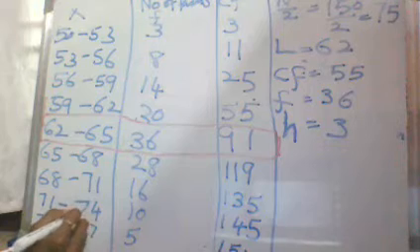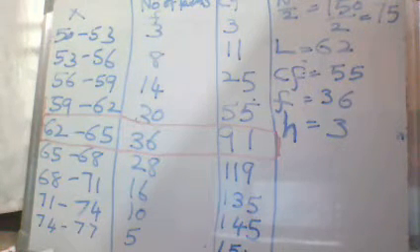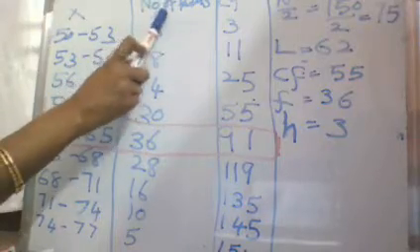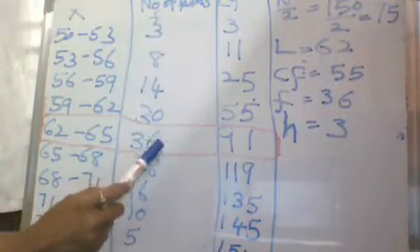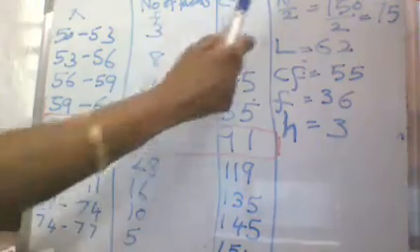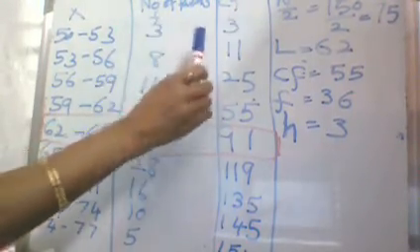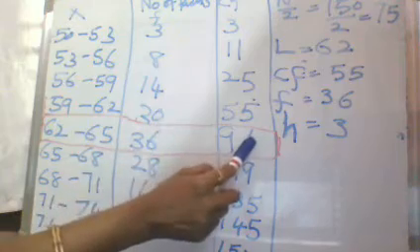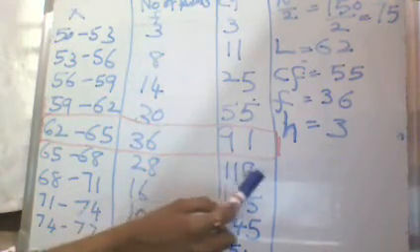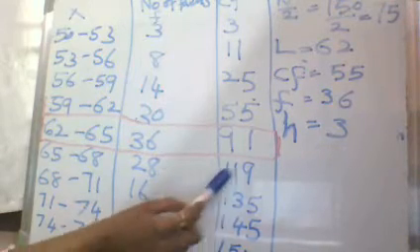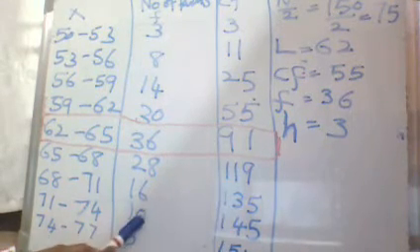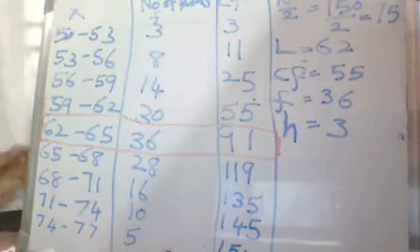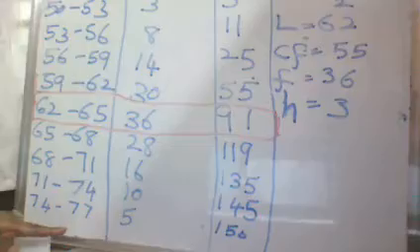Then we need to find the number in the next column. This is the frequency: 3, 8, 14, 30, 36, 28, 16, 10, 5. Next one is cumulative frequency. Here the first one is 3, same. Next one 3 plus 8, 11. 11 plus 14, 25. 25 plus 30, 55. 55 plus 36, 91. 91 plus 28, 119. 16 plus 119, 135. 135 plus 10, 145. Then 145 plus 5, it is 150.